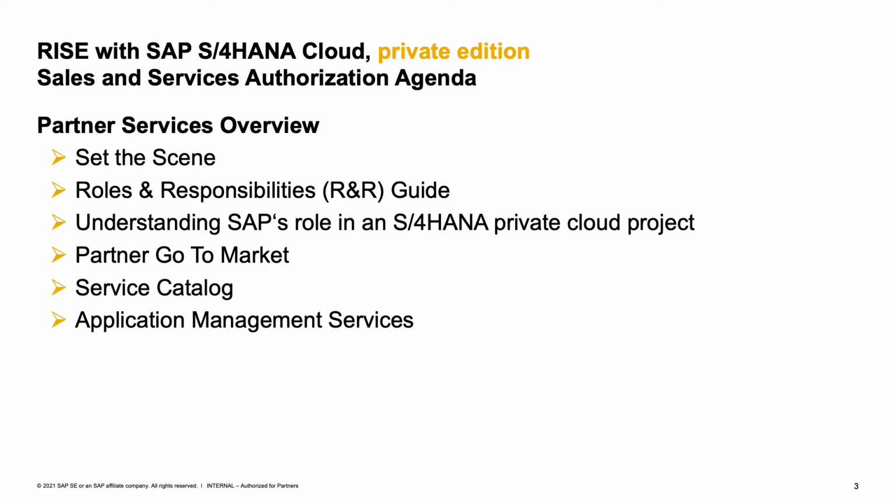Now take a look at the content of the learning. We will start with defining the scope in context of the overall Rise with SAP S4HANA Cloud Private Edition offering. Then we'll cover the roles and responsibilities or R&R guide for the S4HANA Private Cloud, understanding SAP's role in a private cloud project. We will talk about partner go-to-market and comparison with S4HANA Cloud EX. We will cover the service catalog, and at the end we will have an application management services overview.